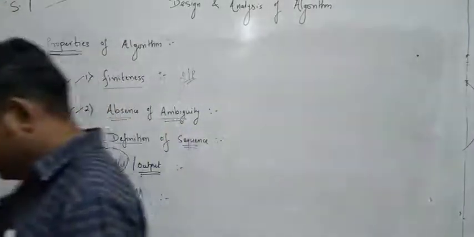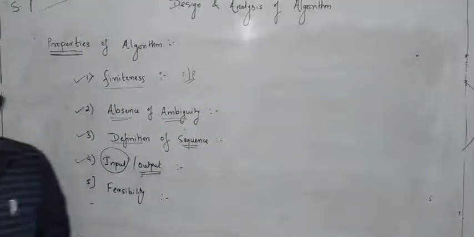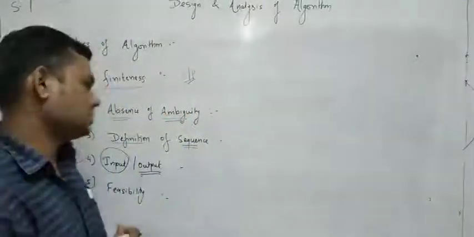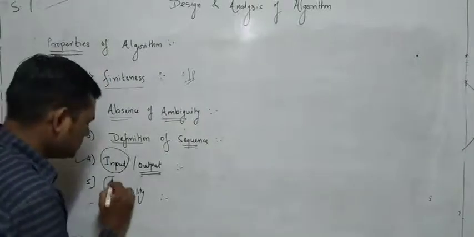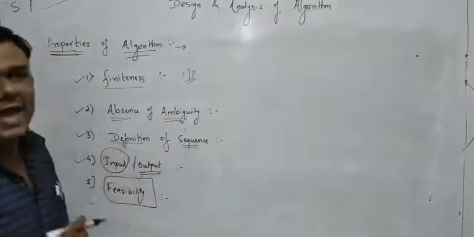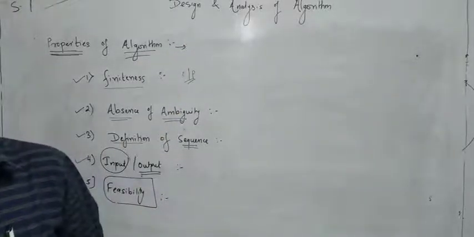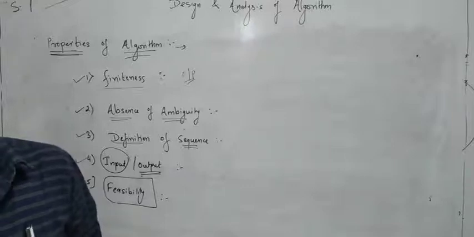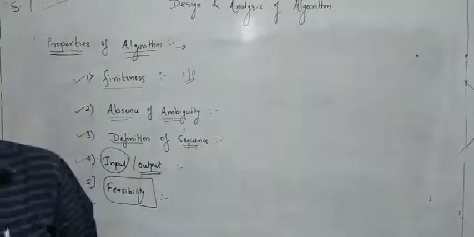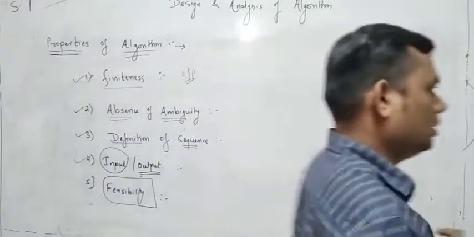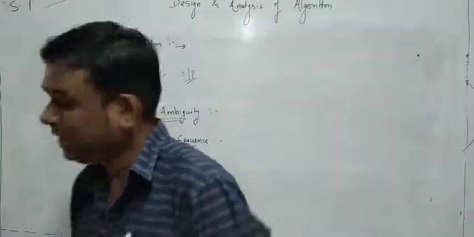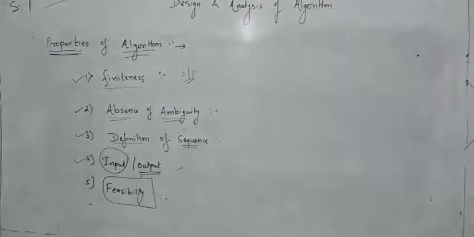And the last one is feasibility. What is meant by feasibility? Friends, it must be possible to perform each instruction. Those instructions you define in the algorithm, each and every instruction, must be possible to perform and execute. That's it. These are the 5 properties of algorithm.